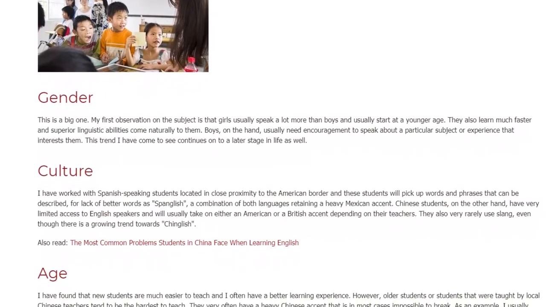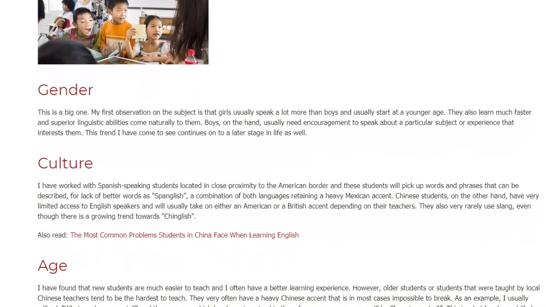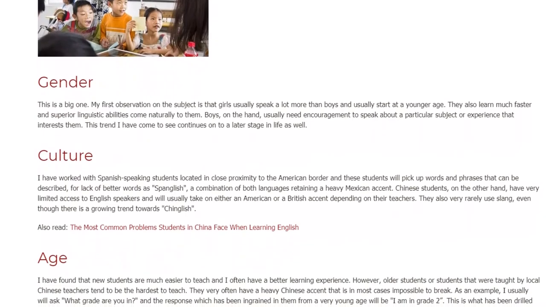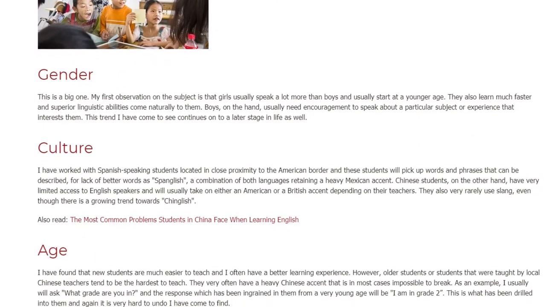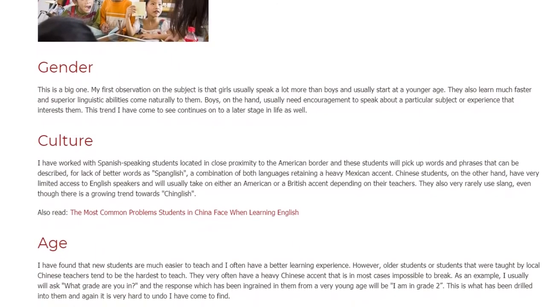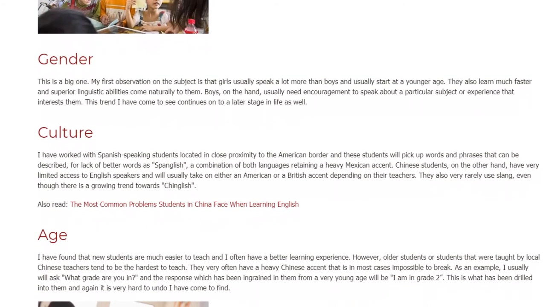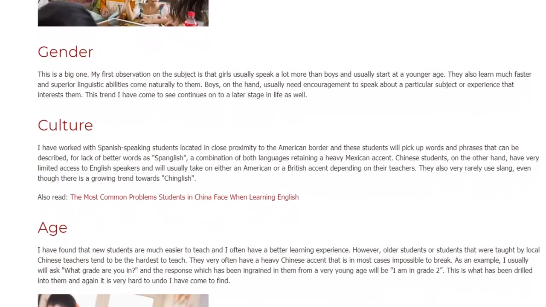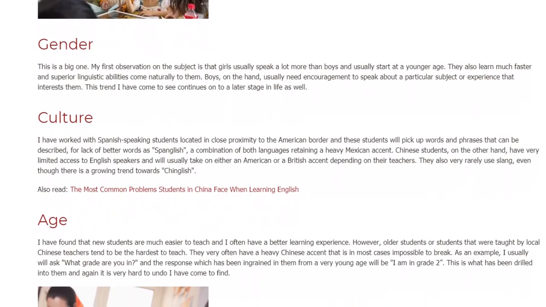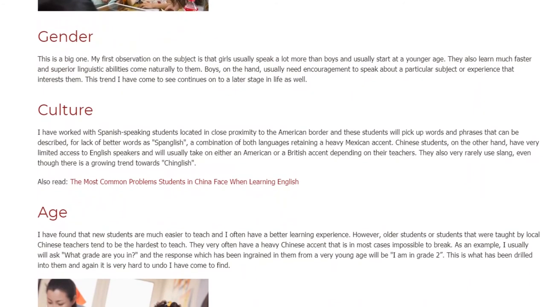Culture. I have worked with Spanish-speaking students located in close proximity to the American border, and these students will pick up words and phrases that can be described, for lack of better words, as Spanglish, a combination of both languages retaining a heavy Mexican accent.